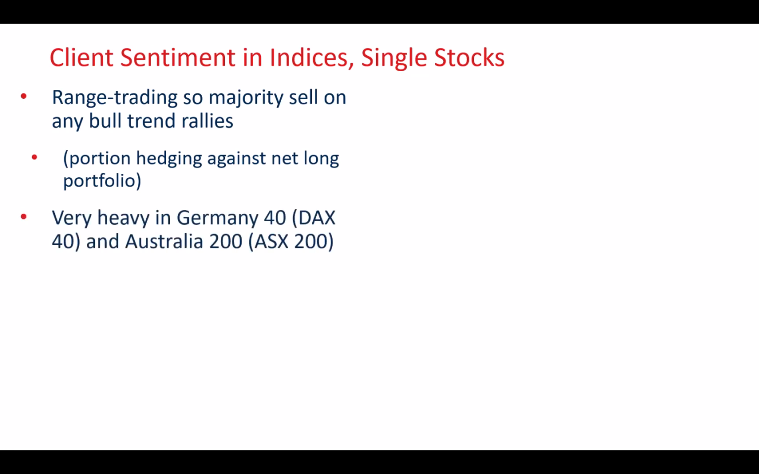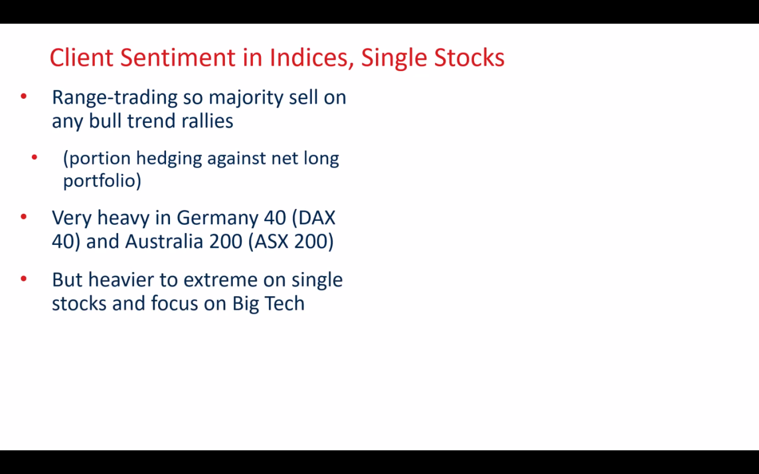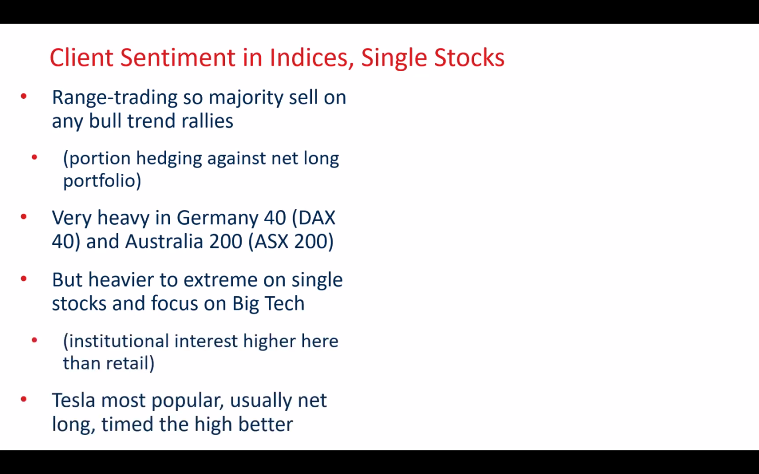Very heavy range trading when it comes to the DAX and the ASX, Germany 40 and Australia 200 respectively on IG's trading platform. But when it comes to single stock, it's usually heavy to extreme buy, and the focus is primarily on big tech. Institutional interest is a little bit higher here than retail, but I'm not going to go through much of that. But just when it comes to Tesla, it's the most popular.